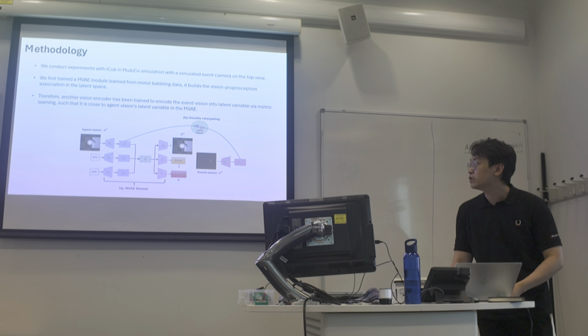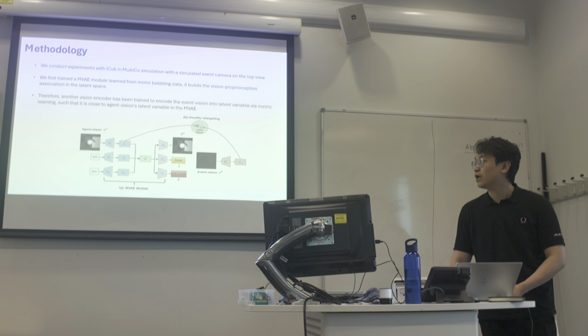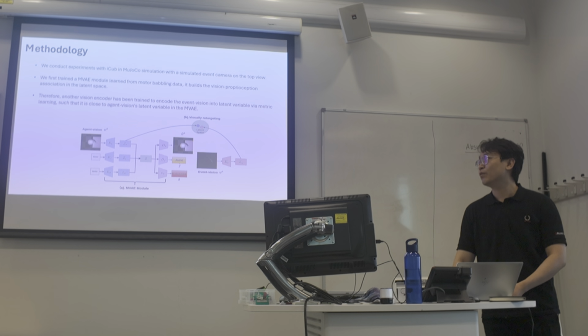Here is our methodology. It is a totally self-supervised learning approach. We have a multi-modal variational autoencoder module that learns from the robot's motor babbling phase. We have an iCub in the MuJoCo environment, with an RGB camera and an event camera on top of the robot. We let the robot do motor babbling, so we can build the vision and perception associations in the latent space through the variational autoencoders.